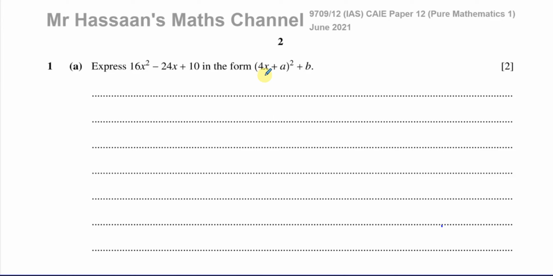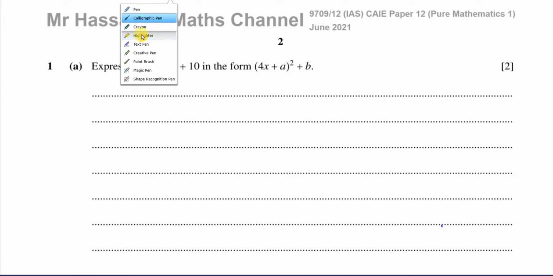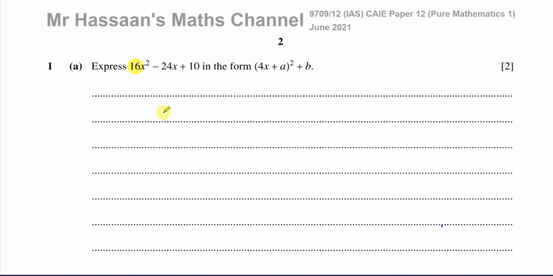Now this is slightly different than the normal completing the square where we end up with just x plus something squared. Here we have a number inside the bracket, and the reason why is because the coefficient of x squared is a perfect square, and as you can see 4 is the square root of that. So this is a special type of completing the square.